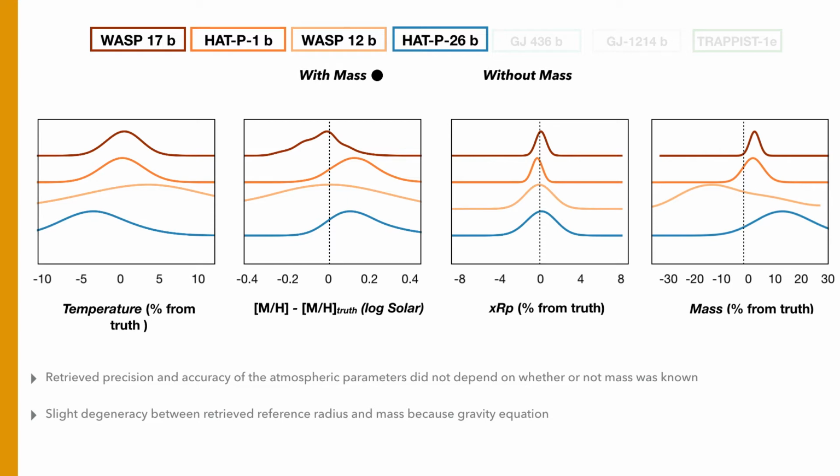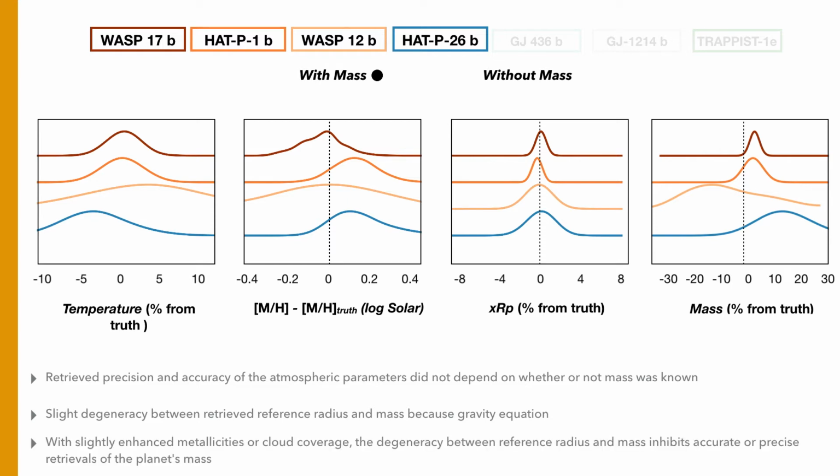through the gravity. And then lastly, for the case of HAT-P-26, which had a slightly enhanced metallicity of 4 times solar, you can see that the accuracy and the precision on the mass itself was degraded compared to its 1 times solar metallicity counterparts. And this is foreshadowing to the fact that the enhanced metallicity is going to be problematic in attempting to retrieve physical properties when the gravity is unknown or when the mass is completely unknown.